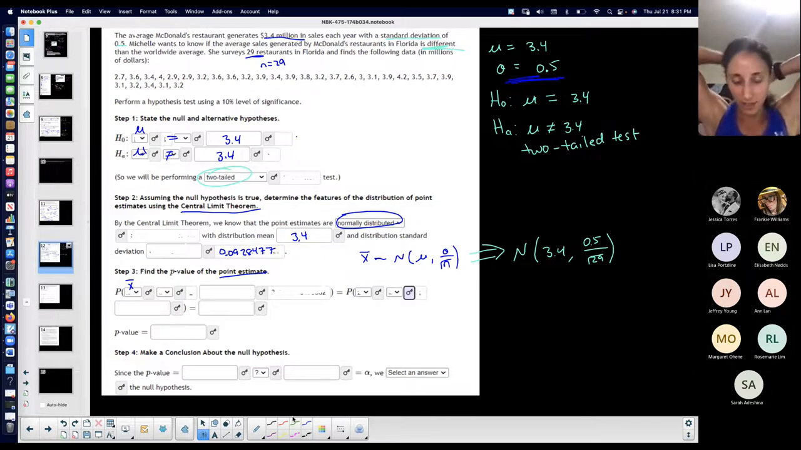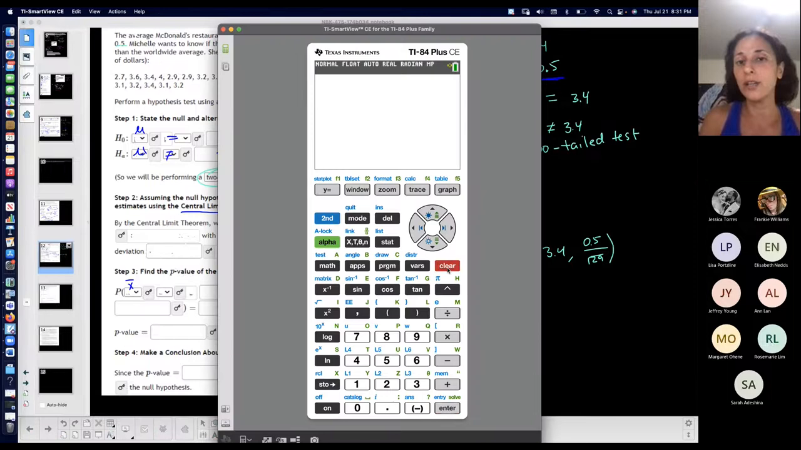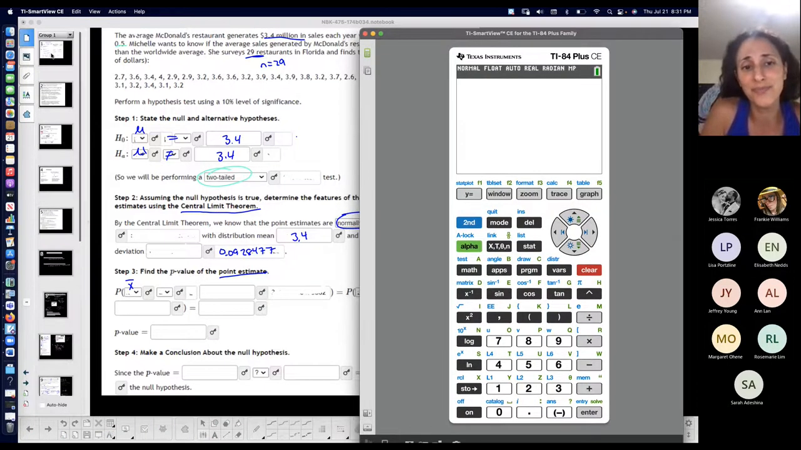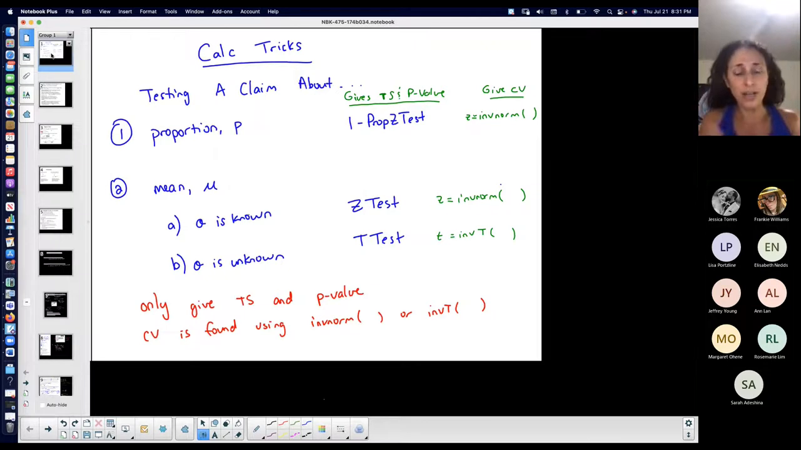Now, I'm not using the formula to find my test statistic. So I'm using my calculator trick. And being that I'm using my calculator trick to find the test statistic, it's going to also give me the p-value. Calculator trick. I'm testing a claim about a mean. And sigma, the population standard deviation, is known. I want to find a test statistic, which will give me my p-value, so I use z-test.